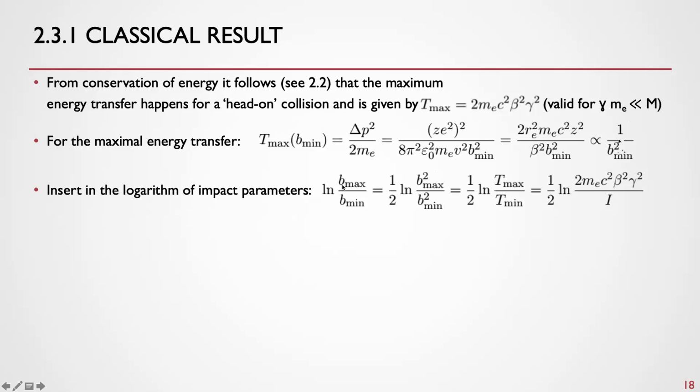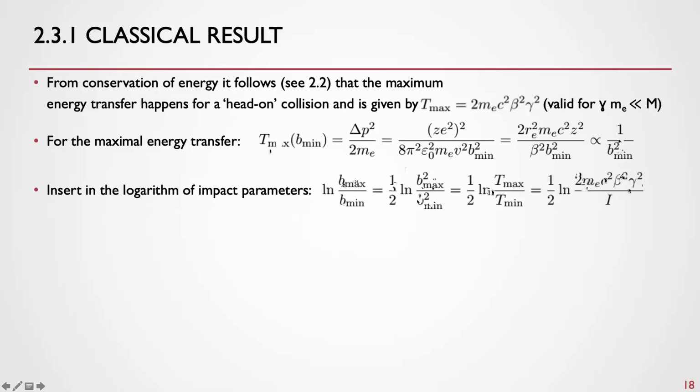With that knowledge, we can say the logarithm of the maximum to the minimum impact parameter that we have to consider is 1/2 times this thing squared. So it's b_max squared over b_min squared. But there is a b_min squared in the denominator, and that is proportional to the T_max. So we can replace it with a T_max. The T_max is the maximum energy transfer in an individual collision, and we have computed it before. It was 2 m_e c squared beta squared gamma squared.